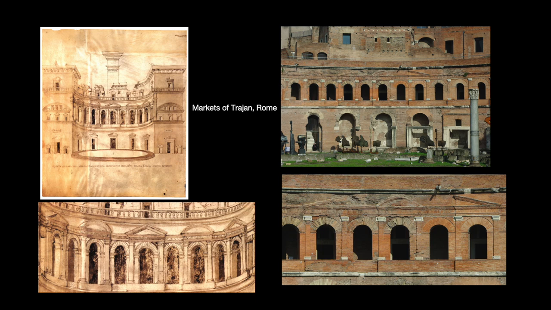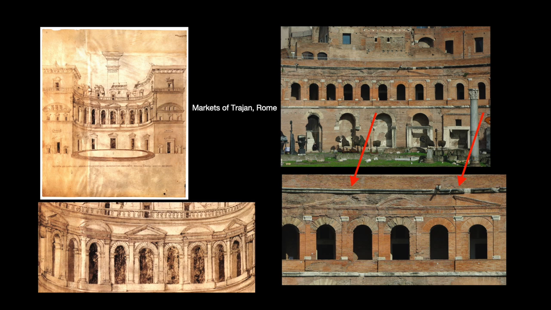Another example where he makes an interesting correction or adjustment to an ancient monument that is extremely influential is what he does with the Markets of Trajan. The Markets of Trajan have this super odd system with their own pediments. These half triangular pediments are just wild in a way. He didn't like that or thought it was wrong, and so he corrects it here.